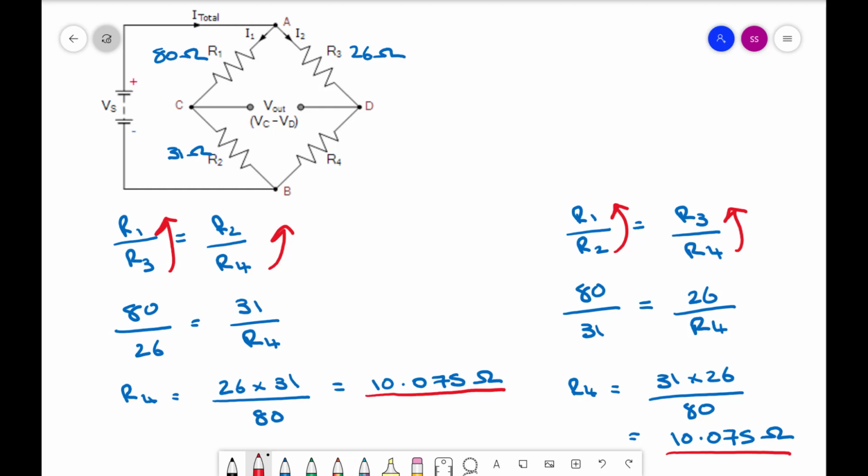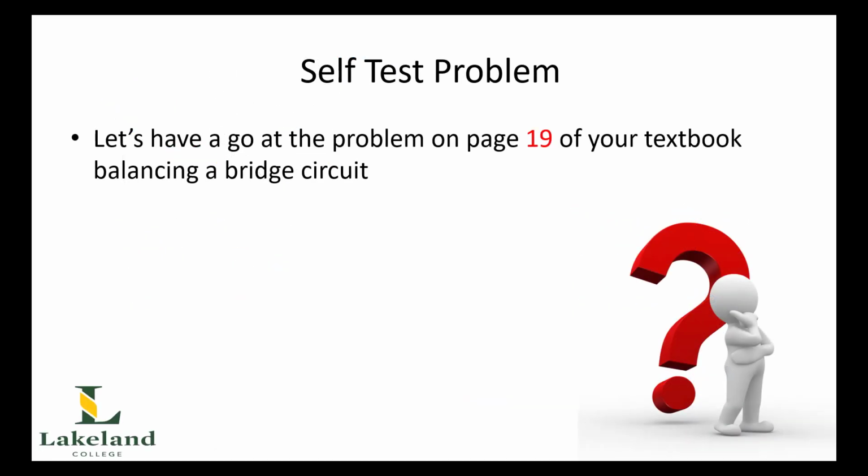Alright, so hopefully you found this one straightforward. Let's just jump back to the PowerPoint and we can have a go at the self-test problem that's in your textbook here. Okay, so the self-test problem in your textbook is on page 19, and it's basically a question, once again, where we're going to need to determine the value of an unknown resistance. If you're feeling confident after the worked example in the previous section, have a go at it yourself. If not, follow me across to the whiteboard and we'll run this through on the solution. And again, I'll also make a note of the labeling regarding the circuit diagram. So let's check it out.